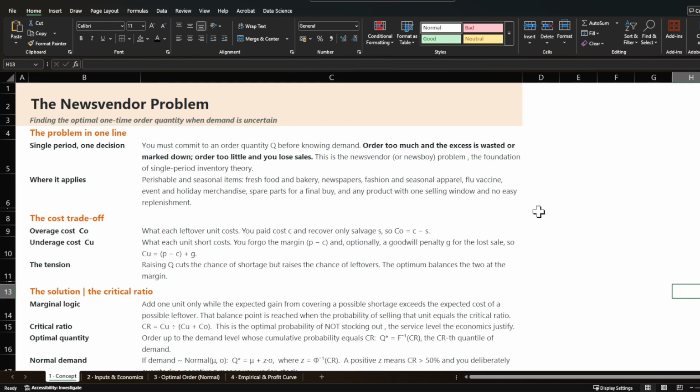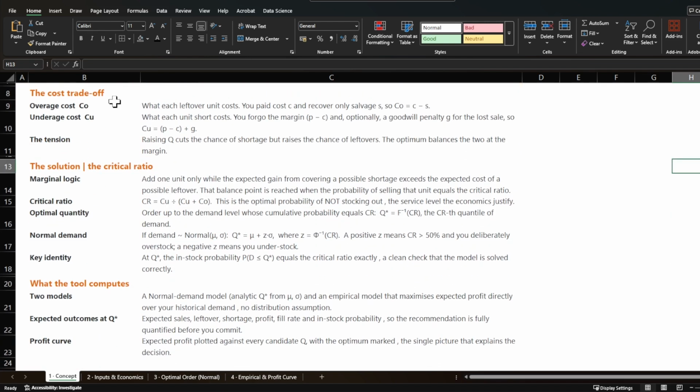What are the key components in the newsvendor problem? The first is overage cost. This is the cost you are going to incur if you are not able to sell a unit. You must have paid some cost, which is C here, and because you are not able to sell it, you may salvage it. So you will be getting some money out of that salvage, which is S. So the total loss is C minus S.